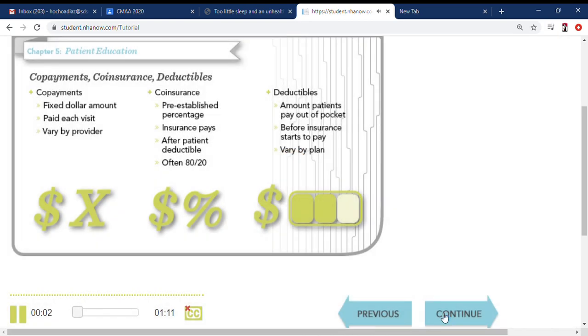Co-payments are a fixed dollar amount that a patient must pay each time he visits a provider. Co-payments may vary from provider to provider. A visit to an outpatient clinic might have a $15 copay, while the copay for outpatient surgery might be $50.